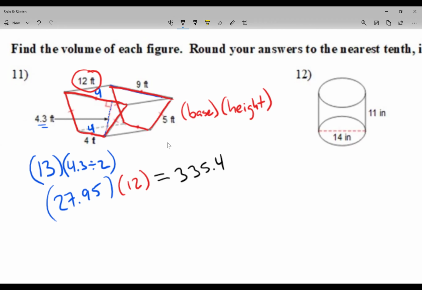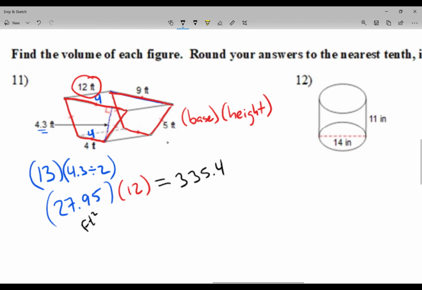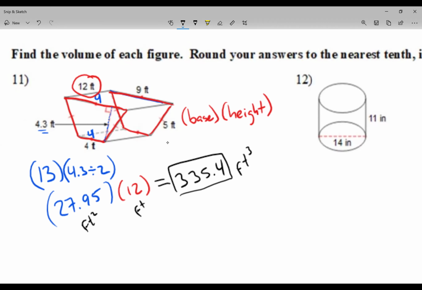When it comes to measurement, the area of the base was feet squared. The height was 12 feet. So feet squared times feet is feet to the third. People call it cubic feet. Now, I'm not going to be so picky on the measurement. As long as you get the number, I feel you know how to do this. So I'm expecting just the number.